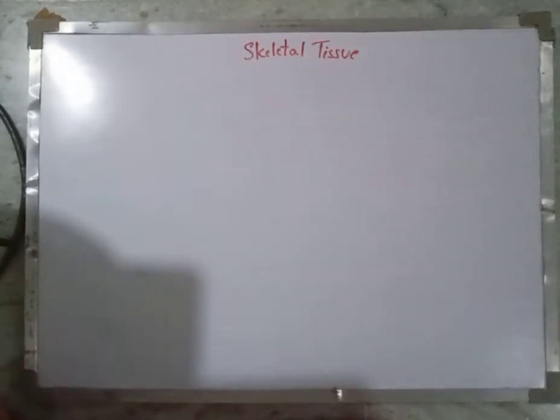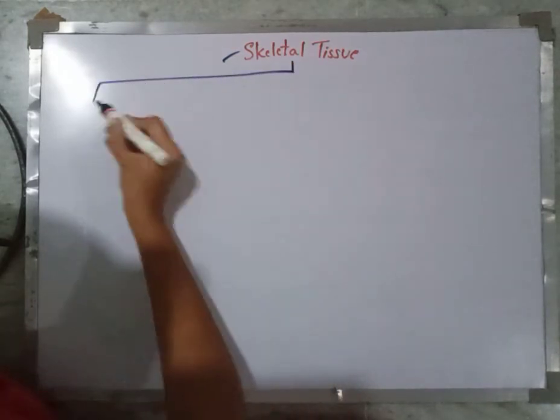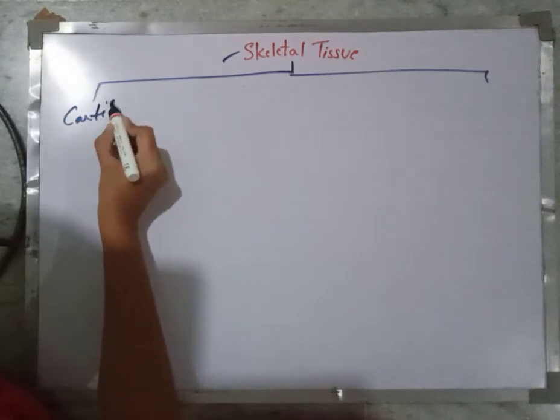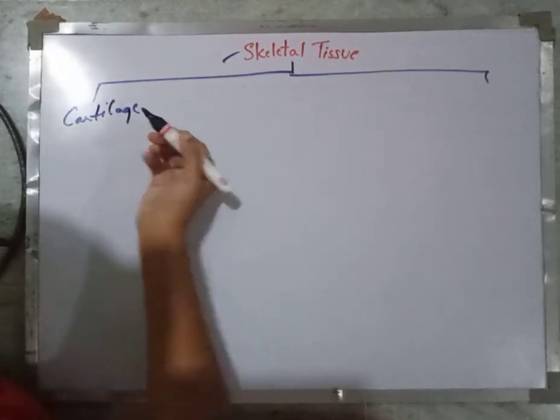So our next classification is skeletal tissue. As I said before, the connective tissue is broadly classified into three types. They are connective tissue proper, skeletal tissue, and the third one is fluid connective tissue. Here the skeletal tissue is broadly classified into two types. They are cartilage, and the second one is bone.